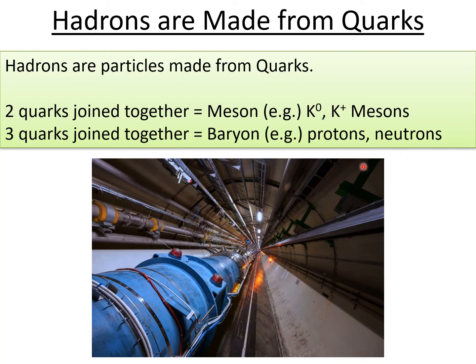So let's get some more definitions. Hadrons are particles made from quarks, and two quarks joined together will give you a meson. So examples of these are the zero kaon, plus kaon, and pi mesons. Three quarks joined together are called baryons. So examples of these are protons and neutrons, and these are made in the Large Hadron Collider in CERN.